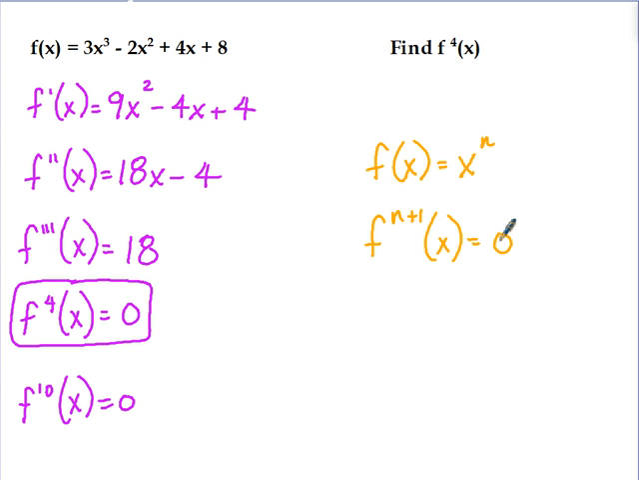So I can already see that, like here, my highest exponent was 3, and they asked me for the fourth derivative. So I know my answer is going to be 0. So if I had, for example, g of x is x to the 200th, and they ask me to find the 201st derivative, it's going to be 0. Anything above that exponent is going to be 0. So that's just a rule of thumb that you can always remember.